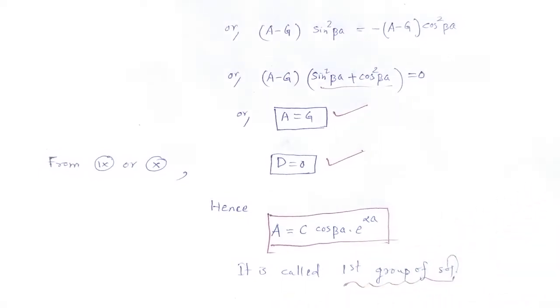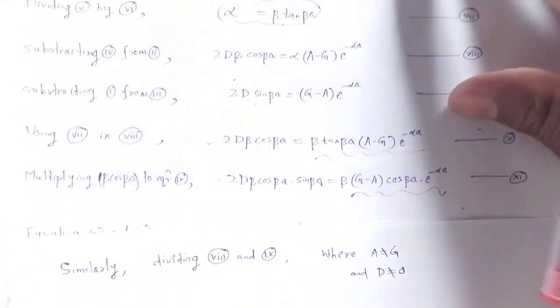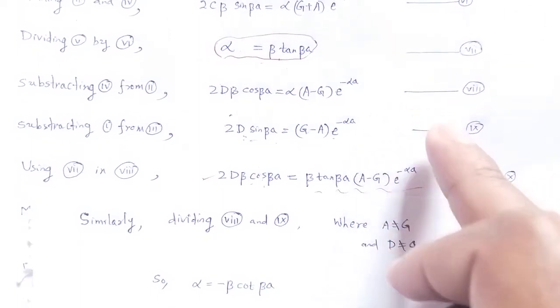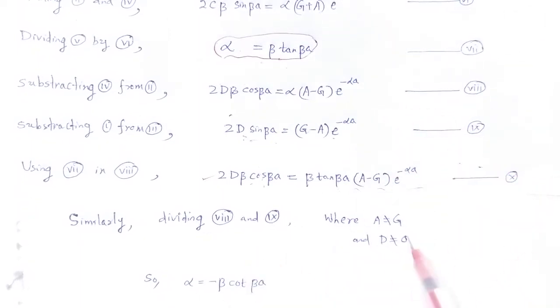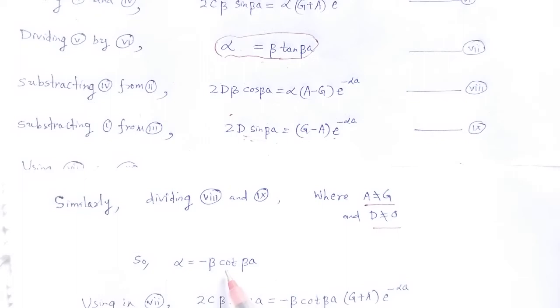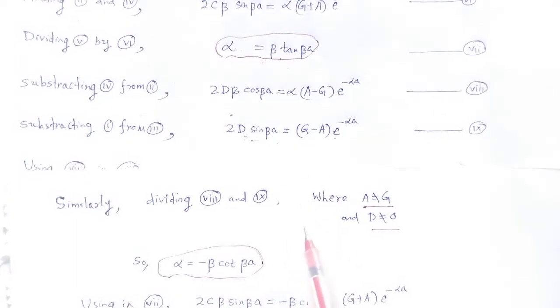Let us derive the second group of solution. How is that second group of solution derived? Similarly, dividing equation number viii and ix, when we divide these two equations, where we consider a not equal to g and d not equal to 0, alpha is equal to minus beta cot beta a. Alpha is equal to minus beta cot beta a.